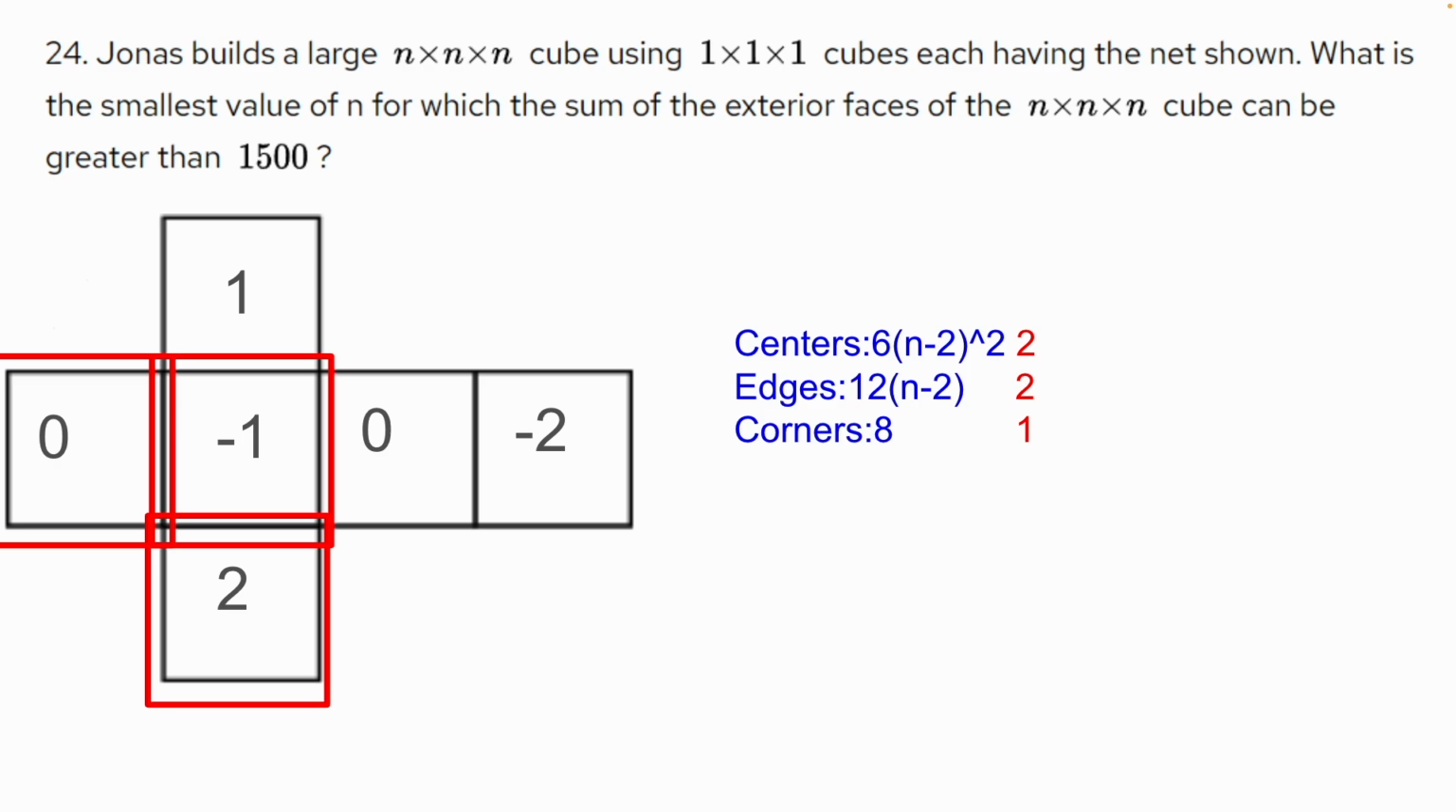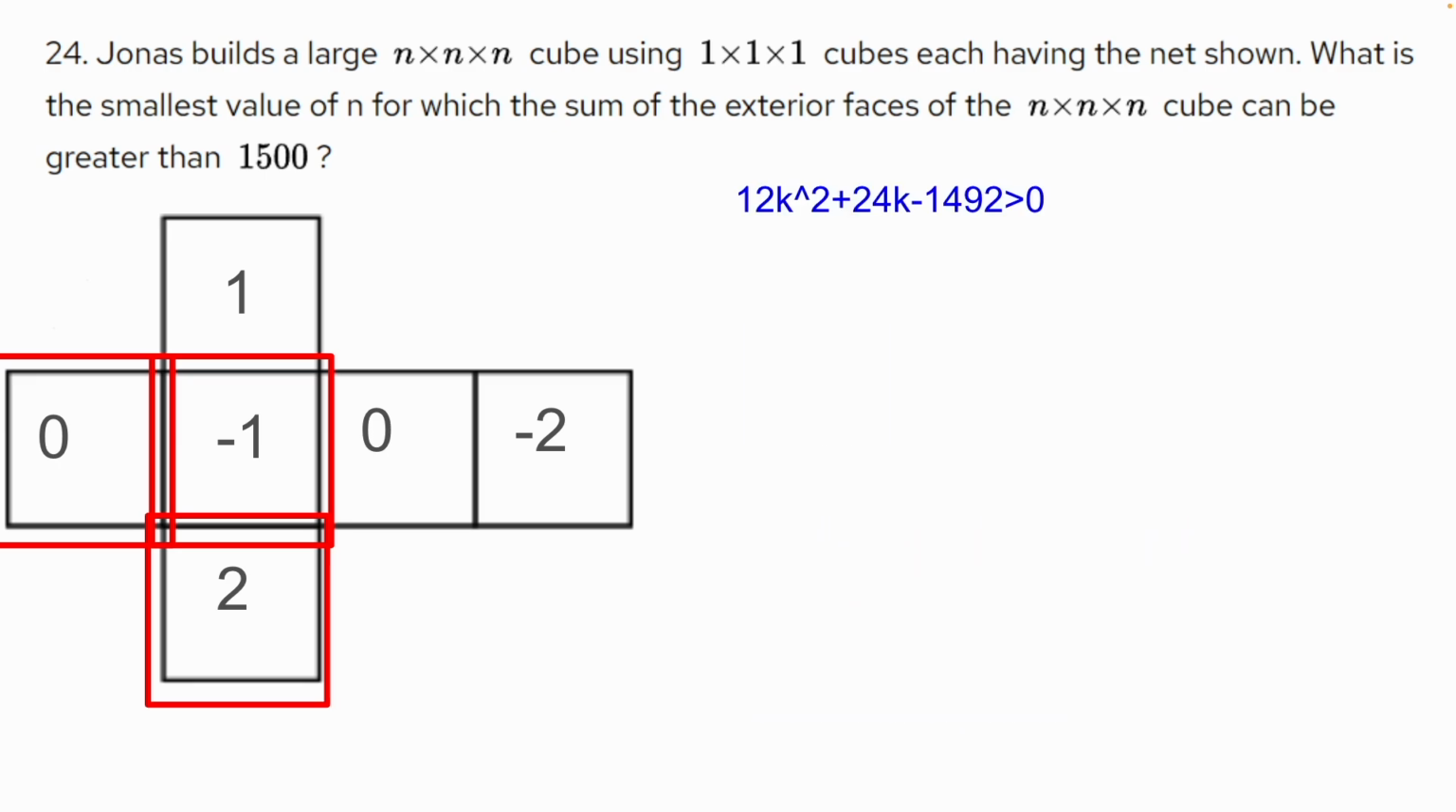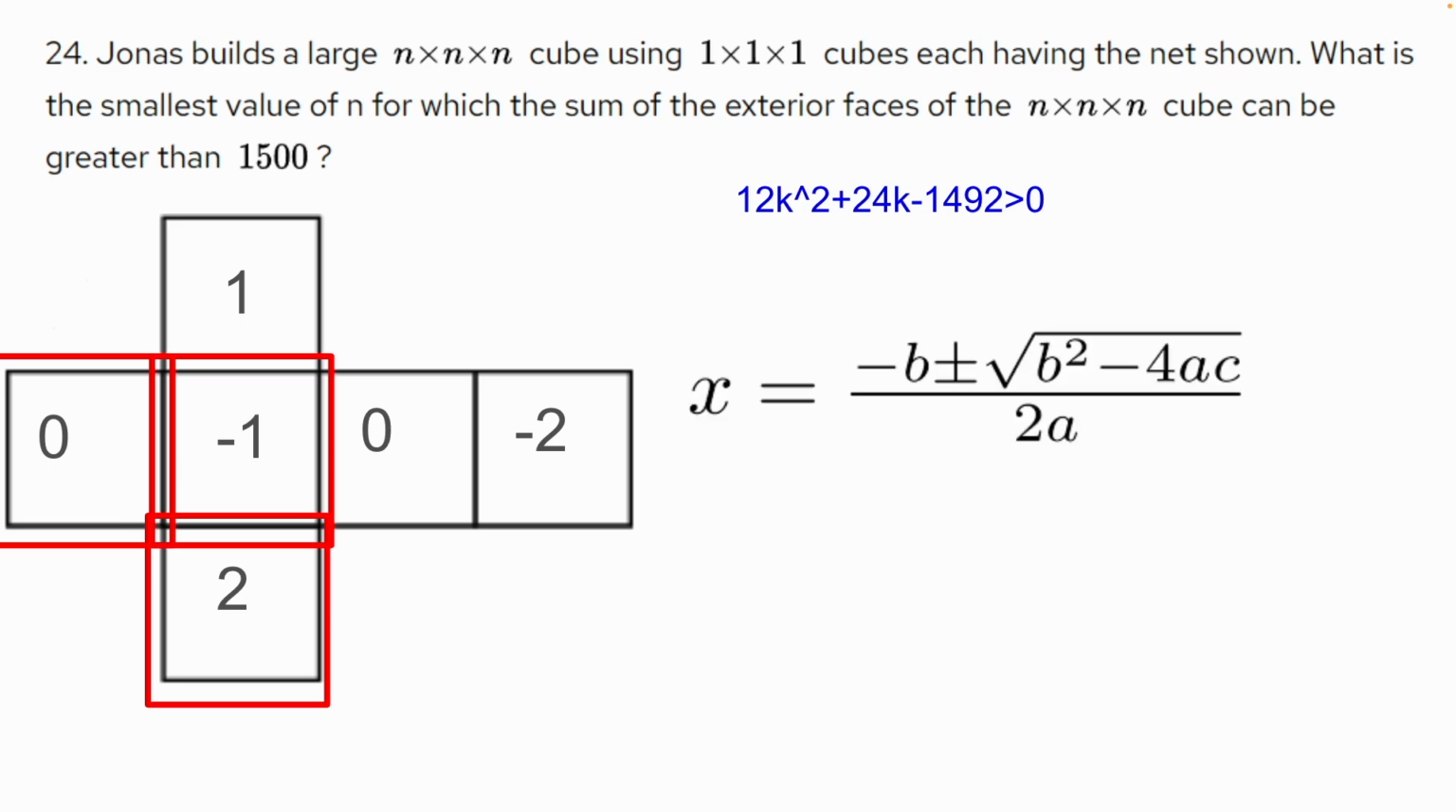We can create a new variable k and substitute that for n minus 2 to make things look a little less messy. So we have 12k squared plus 24k plus 8 is greater than 1,500. Subtracting 1,500 from both sides gives us 12k squared plus 24k minus 1,492 is greater than 0. We can use the quadratic formula on this inequality. x is equal to negative b plus or minus the square root of b squared minus 4ac over 2a.